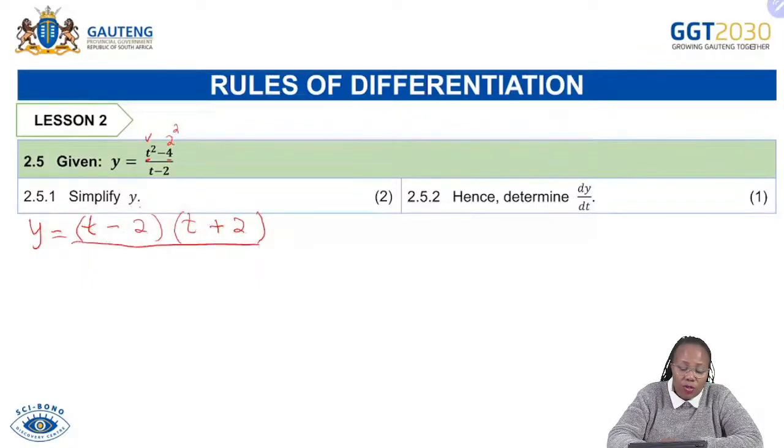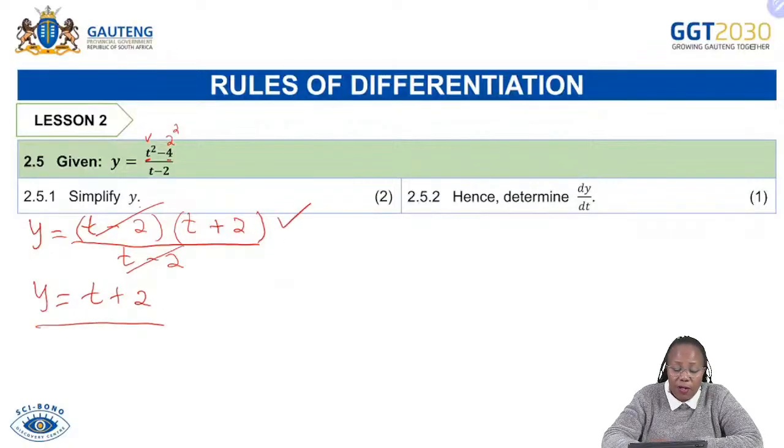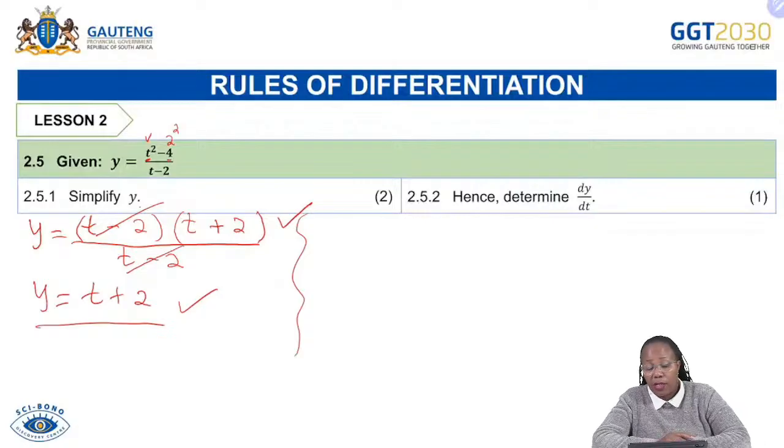And then on the denominator, we have t minus 2. Then the t minus 2 will cancel t minus 2. We are left with y is equal to t plus 2. So the first mark will be for factorizing, and then the second mark for simplifying.